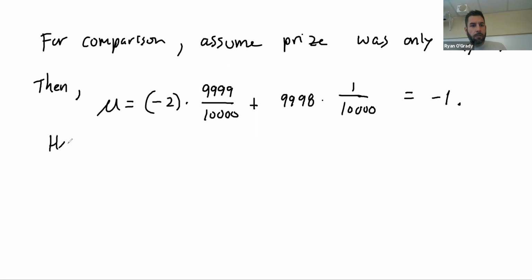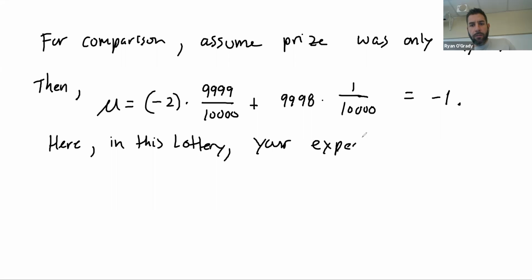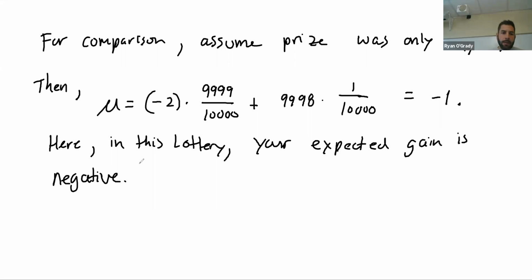So here, in this scenario, or in this lottery, your expected winnings, or your expected gain, is negative. And that maybe shocks or maybe doesn't shock you, but I would ask you to think of it this way.